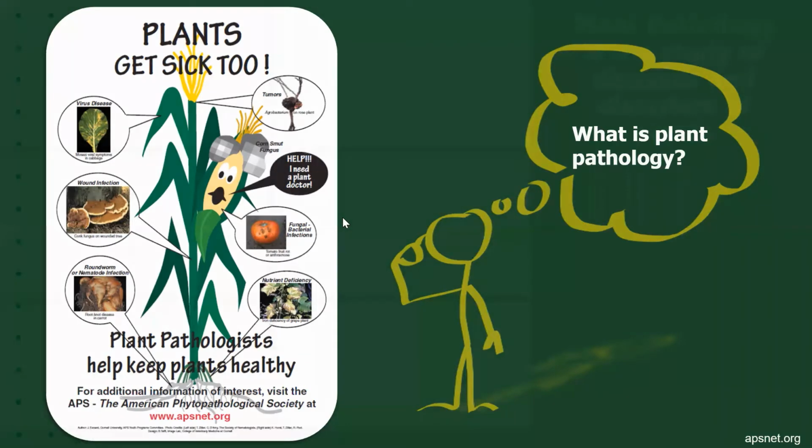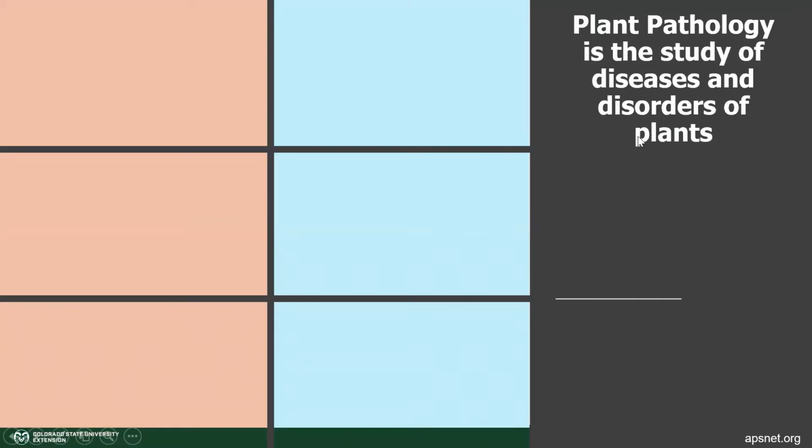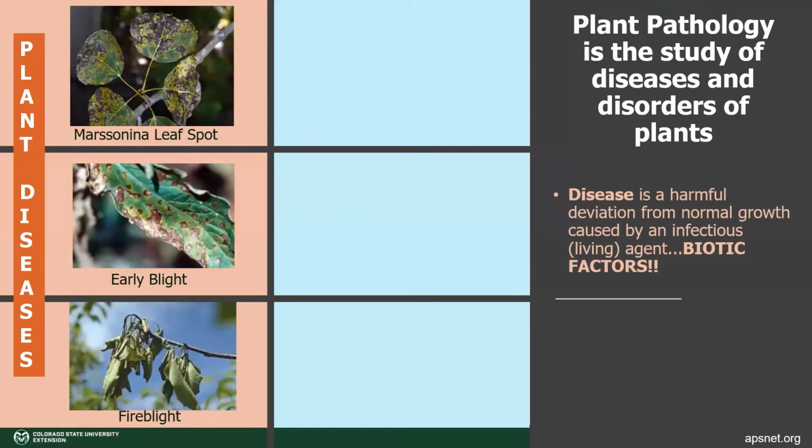Plant pathology is the study of diseases and disorders of plants. We want to make that connection, that a disease is different from a disorder, but plant pathology studies both of them. A disease is a harmful deviation from normal growth that is caused by an infectious agent. We call an infectious agent something that is alive, and we call it a biotic factor. So a disease is a detrimental relationship between a plant and something else that is alive, a biotic factor, and that will be harmful for the plants.